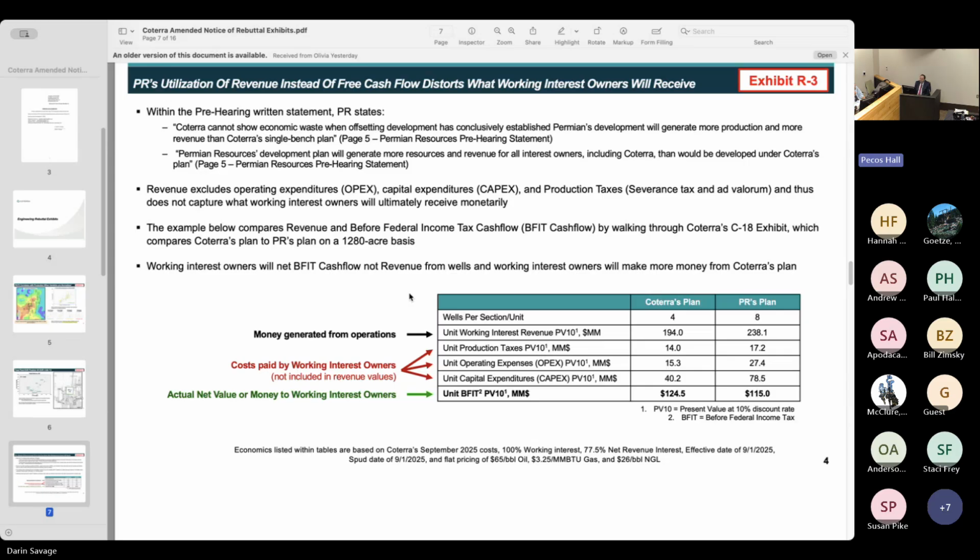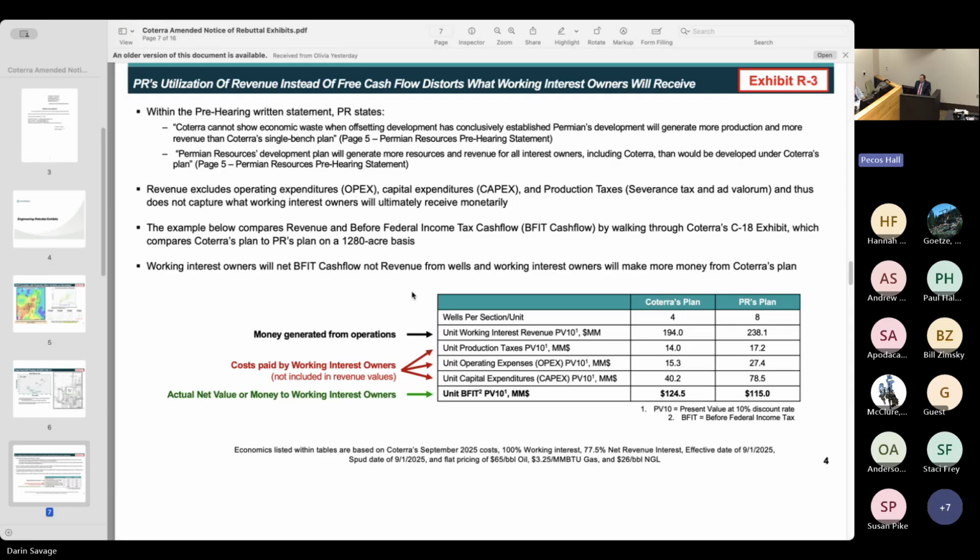So if you're trying to understand what the working interest holder will ultimately receive monetarily, you need to look at a number like a BFIT cash flow, which again is before income tax. That accounts for revenue and all the costs. The table on the bottom right walks through an example that Coterra had put together, showing Coterra's plan versus Permian Resources' plan, and simply shows the values of the revenue versus what the unit's BFIT PV10 would be. And you can see that when you compare the revenues, you might come to an answer that says PR's plan would generate more revenue.